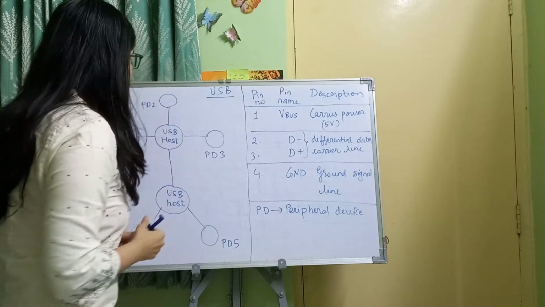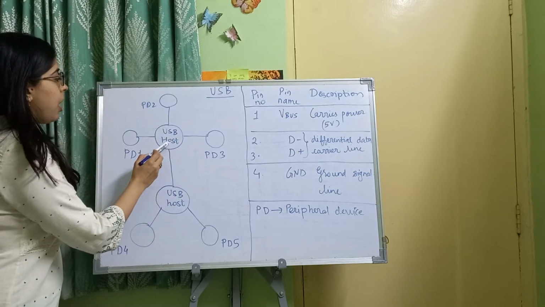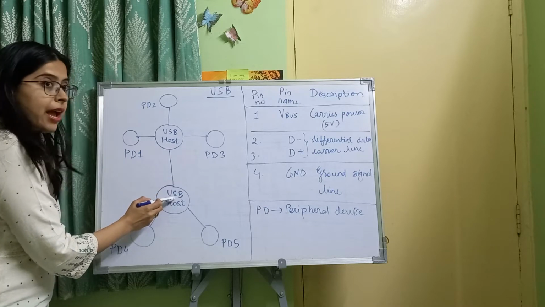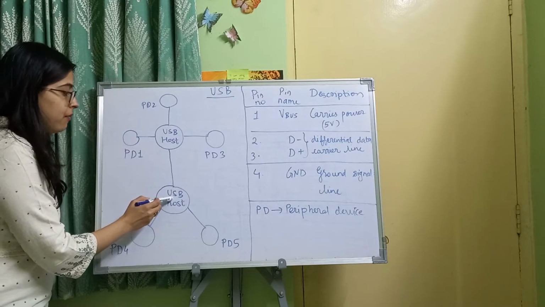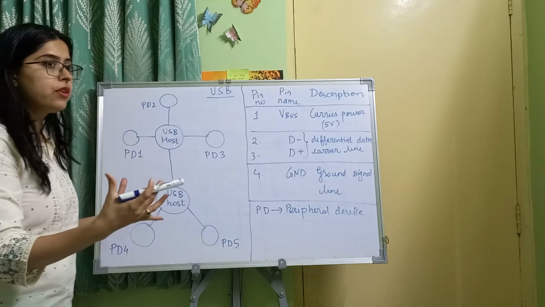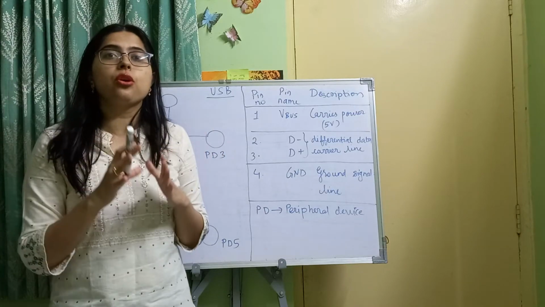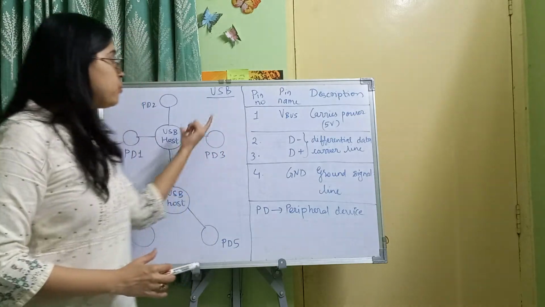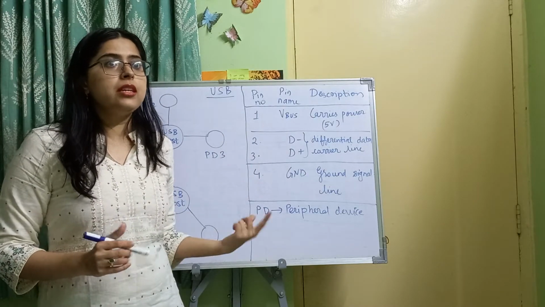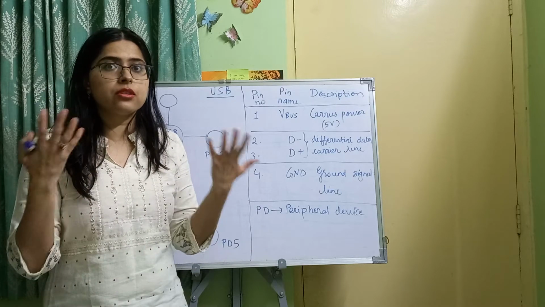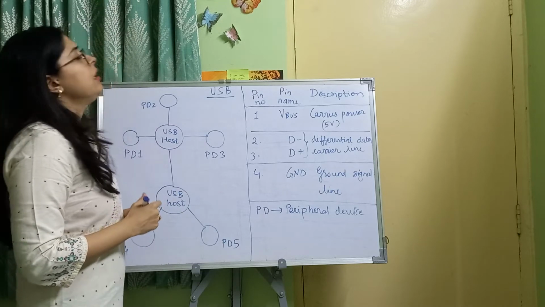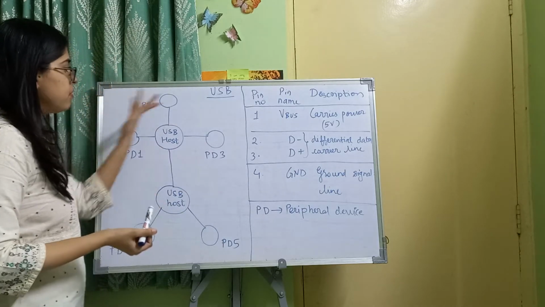Now you can see the hub at this level is connected to the hub at another level, and that hub is connected to peripheral devices, and these peripheral devices form a star topology with your host. This tree topology is nothing but the star topology. At every level you will see a host connected with the peripherals or slaves, and that forms a star topology. Now, this is the construction of the Universal Serial Bus.